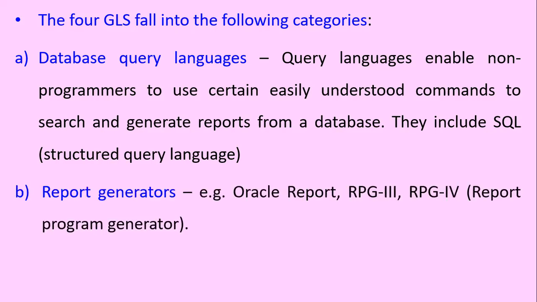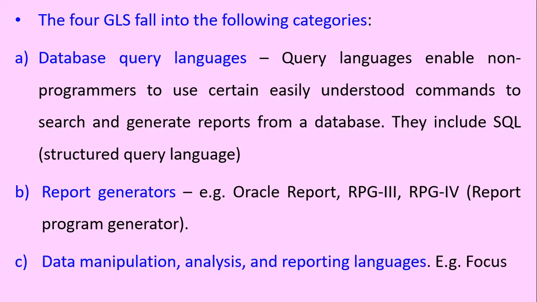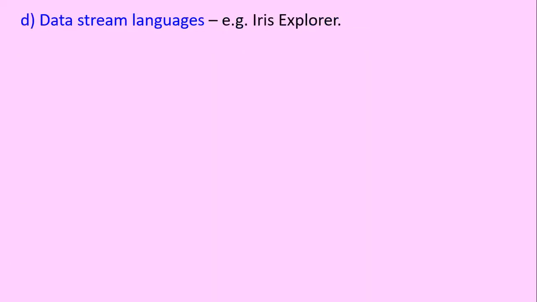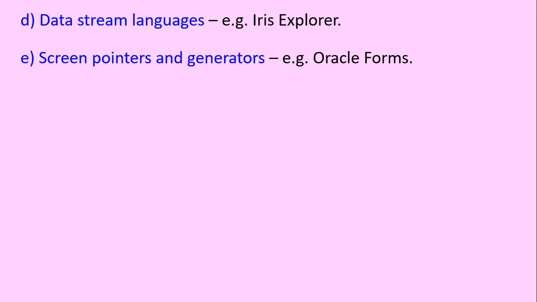Number 2 is report generators. Examples are Oracle Report, RPG3, RPG4, that is Report Program Generator 3 and Report Program Generator 4. Number 3 is data manipulation, analysis, and reporting languages. Example, BA Focus. Number 4 are data stream languages. An example being Iris Explorer. Number 5 are screen painters and generators. An example is Oracle Forms.